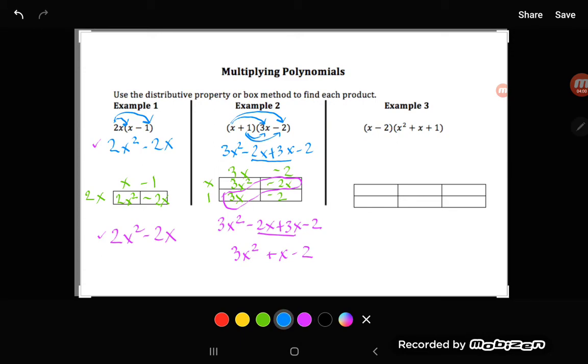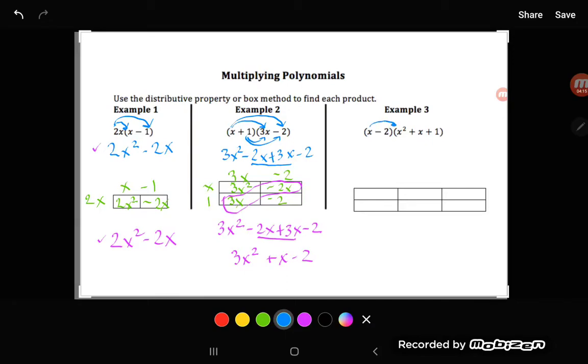For example 3, you're going to notice that I have a binomial times a trinomial. Since I have that binomial times that trinomial, I'm going to multiply all of the terms. So x times x squared is going to give me x to the third power. x times x is going to give me x squared. And x times 1 is going to give me x.